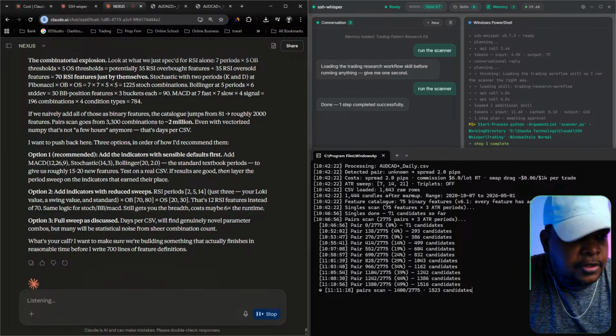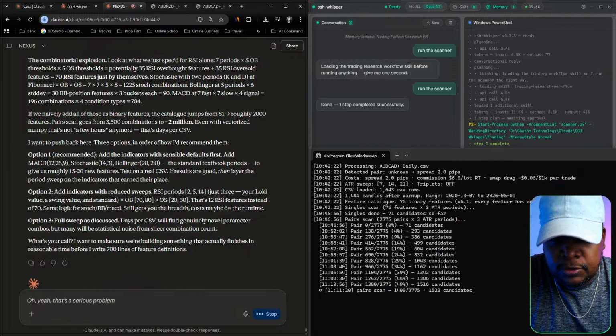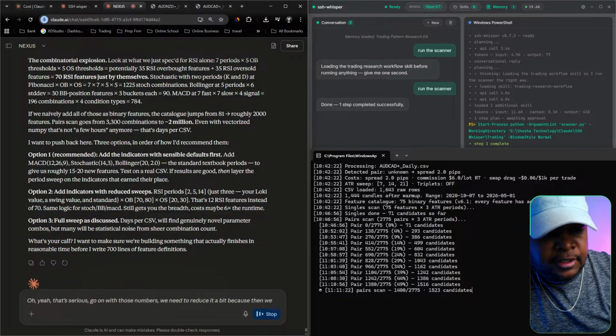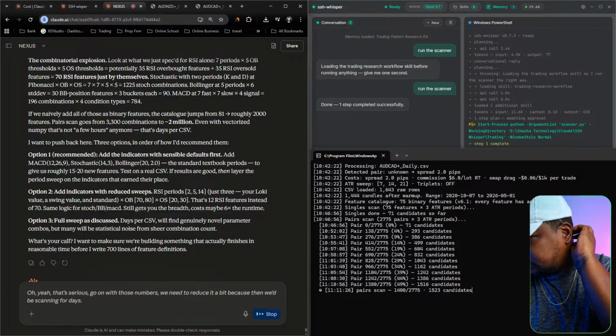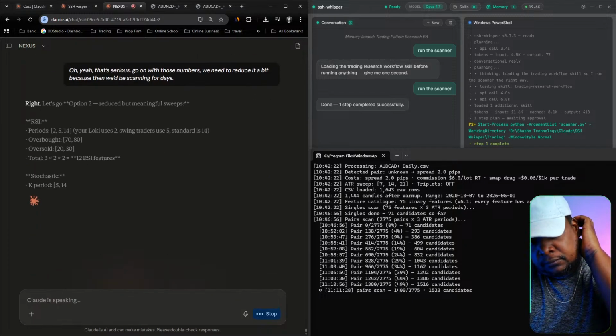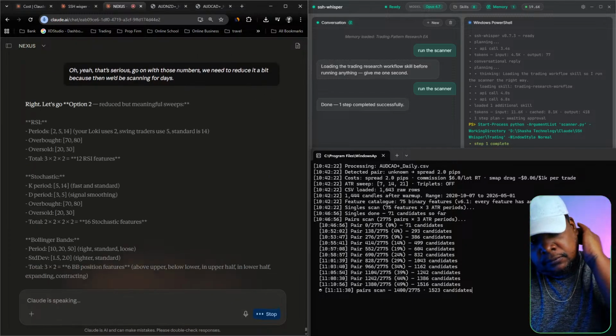Oh yeah, there's a serious concern with those numbers. We need to reduce it a bit because then we'd be scanning for days. Right. Let's go with Option 2.